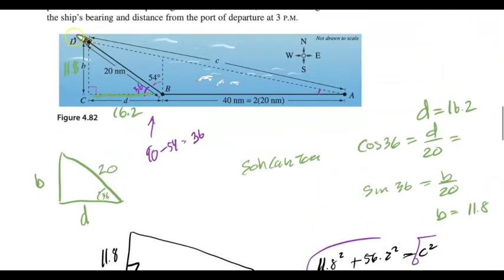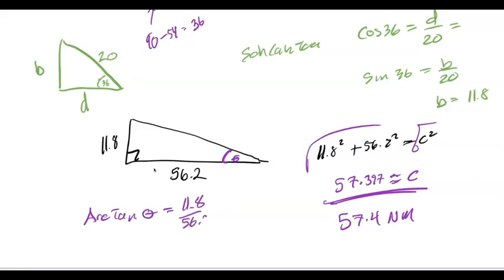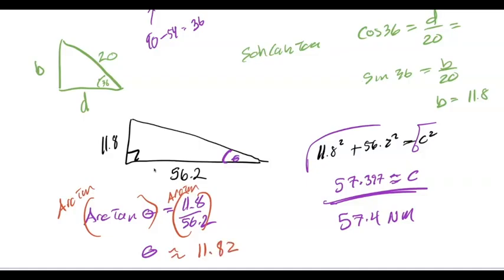Now, we got to figure out what this angle is, because if we can figure out what that angle is, then I just subtract it from 90, and we could get the bearing. Well, I can just do arctan, right? If I want to figure out what this angle is, I'm going to do arctan of 11.8 over 56.2. We take arctan of both sides, and we get about 11.82. That's how much this little guy is.